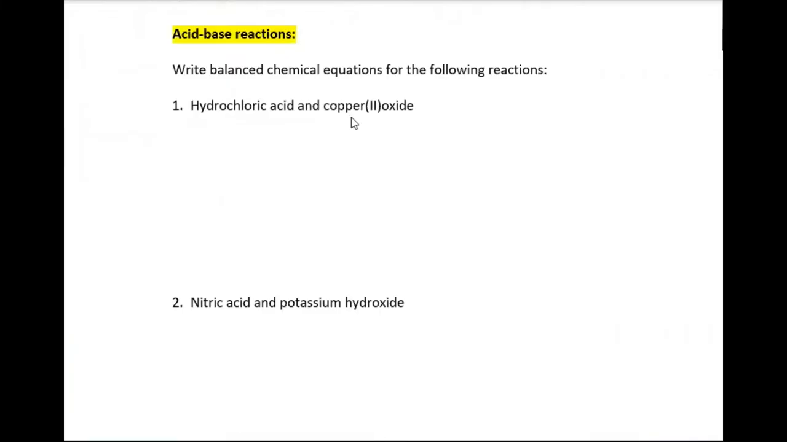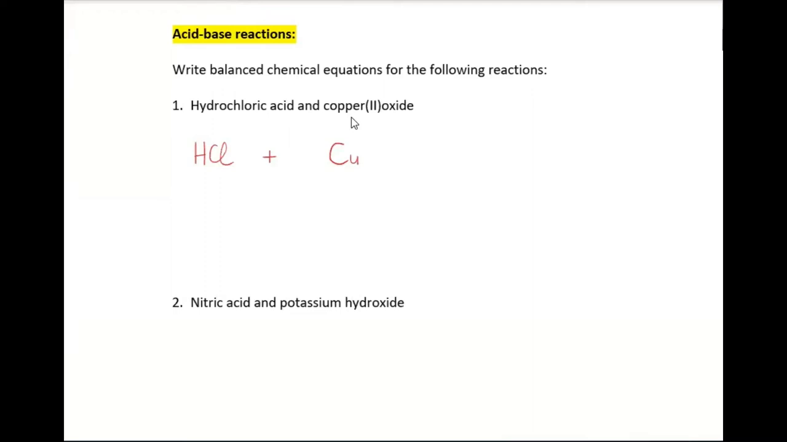If you've got pen and paper with you, I'll give you a couple of seconds, but let's do this together. Write a balanced chemical equation for the following reactions. Let's do number one. So a hydrochloric acid and copper oxide. So first things first, we must know that hydrochloric acid is HCl, and then copper 2 oxide, just for those who are not comfortable with writing formulae.